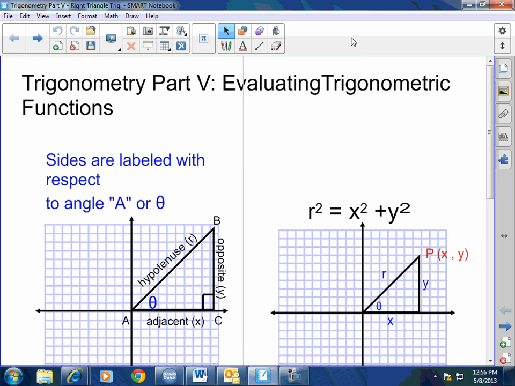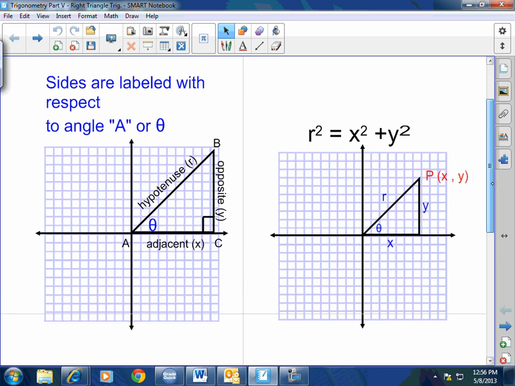Okay, guys, today we are going to finish up Trigonometry Part 5. We're going to be talking about evaluating trigonometric functions. And there is a repeating theme here, a recurrence that is just recurring over and over and over. And it's these two triangles here.